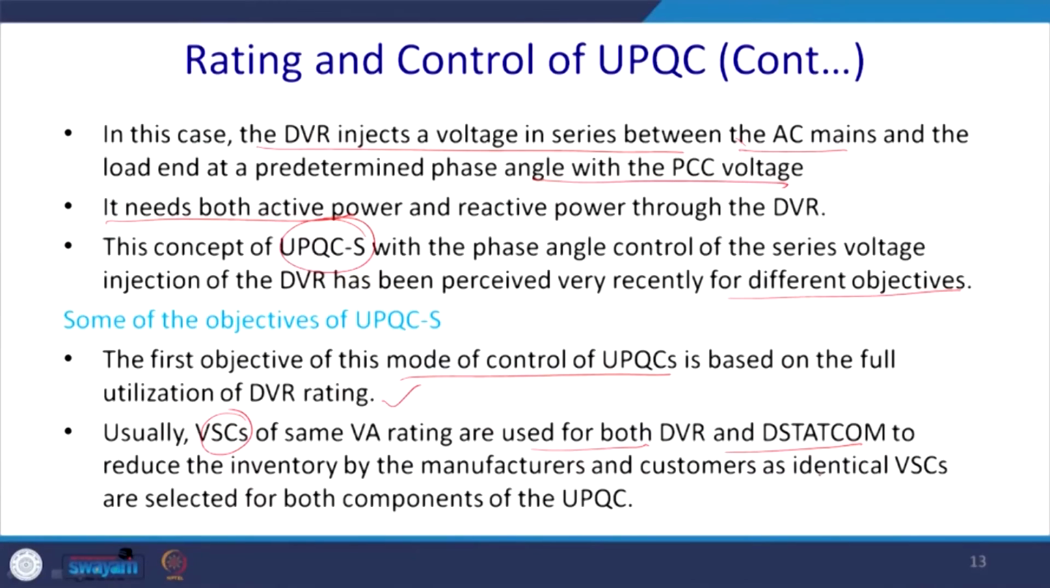Thus you can have a total optimization, or you may have a different optimization, for which you may refer to the paper. The rating can be optimized by any soft computing technique also, as has been reported. So, to reduce the inventory for manufacturers and customers, identical voltage source converters are selected for both components of the UPQC.